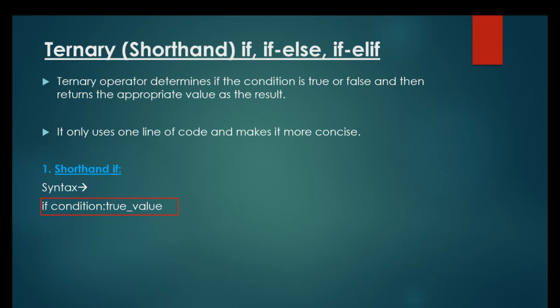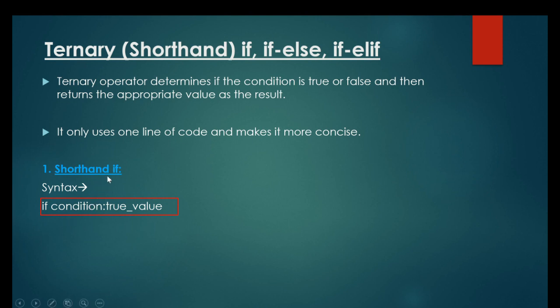Hello world. So today's topic of discussion is ternary or shorthand if, if-else, if-elif. Ternary operator determines if a condition is true or false and then returns the appropriate value as the result. So the main use of ternary or shorthand if else is that it only uses one line of code and makes it look more concise. Let me call it as a shorthand instead of ternary.